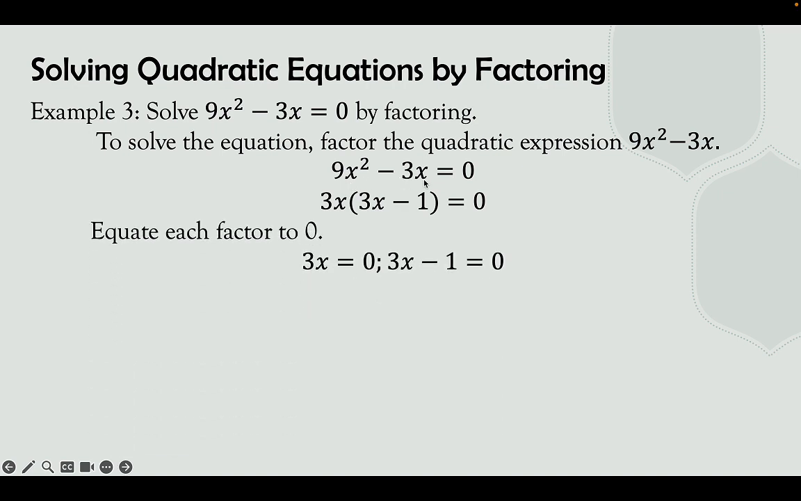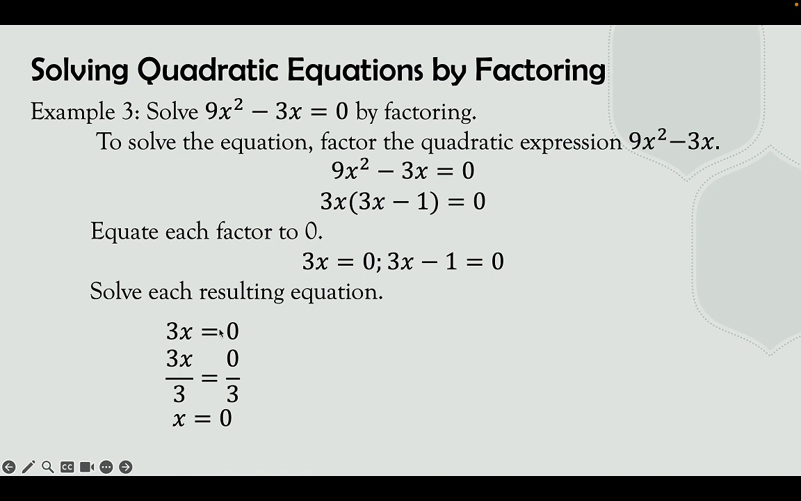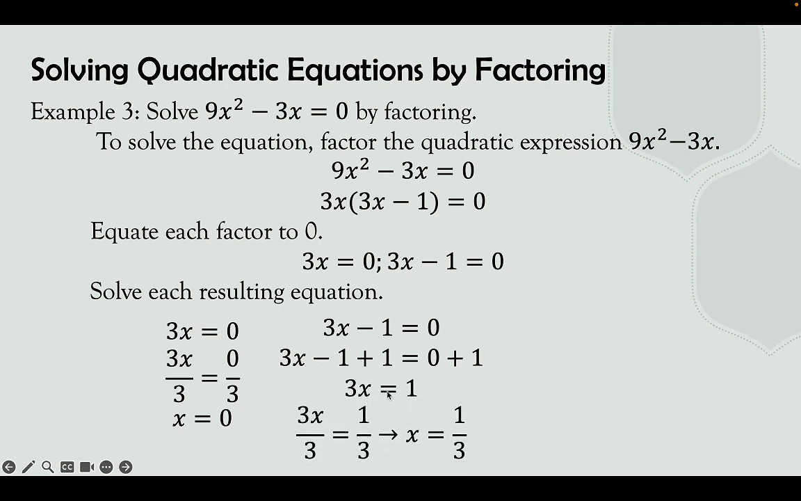So now let's equate this to 0. 3x equals 0 and 3x minus 1 equals 0. Let's solve the resulting equations. We have 3x equals 0. Divide both sides by 3. So we have x equals 0. For 3x minus 1, add 1 to both sides to isolate x. So we have 3x equals 1. Divide both sides by 3. So we have x equals 1/3.